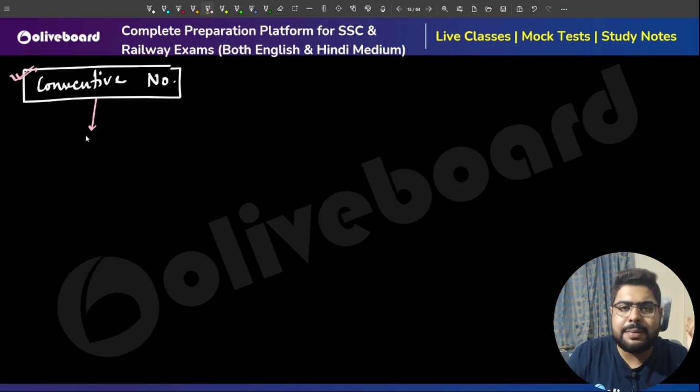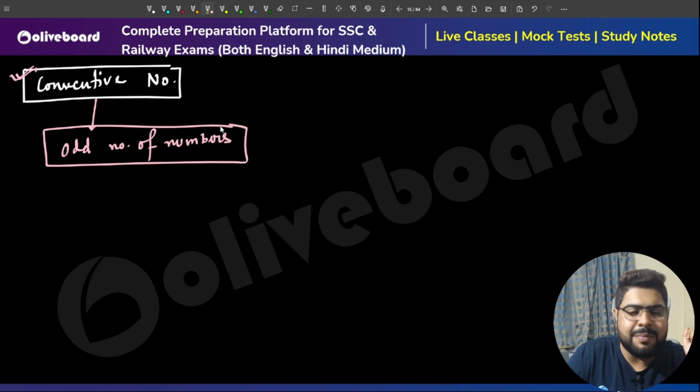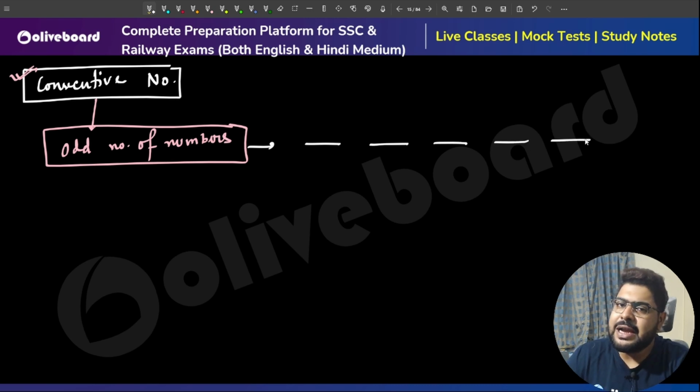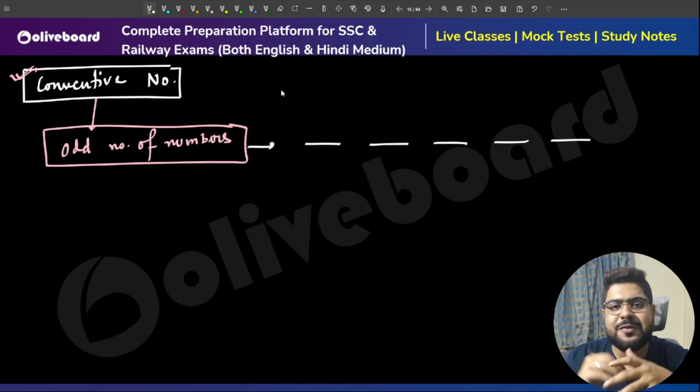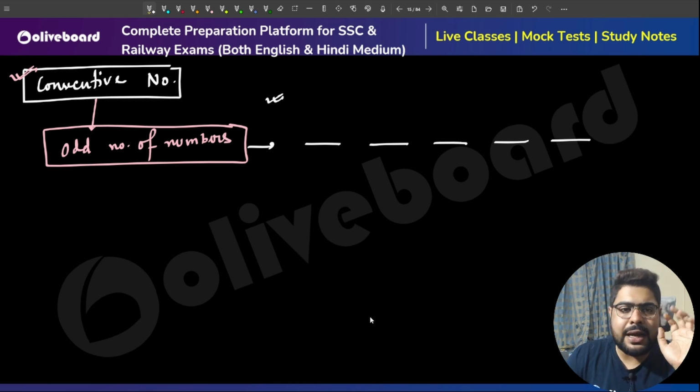First one is that they may ask you odd number of numbers. Now, what do I mean by this? Please understand. Odd number of numbers means, for example, there are 5 numbers, 3, 4, 5. Now, they may give you consecutive even numbers or consecutive odd numbers. So I'm just taking an example. Let's say there are 5 numbers, consecutive even numbers I'm taking. So over here we are taking consecutive even numbers.